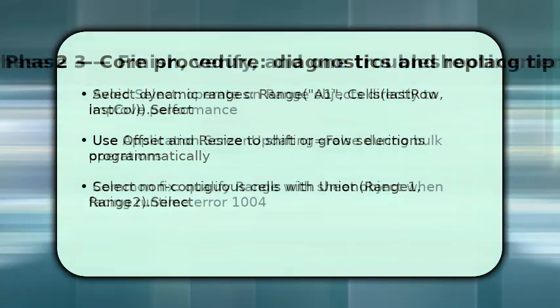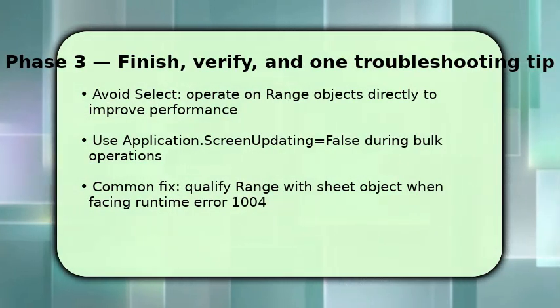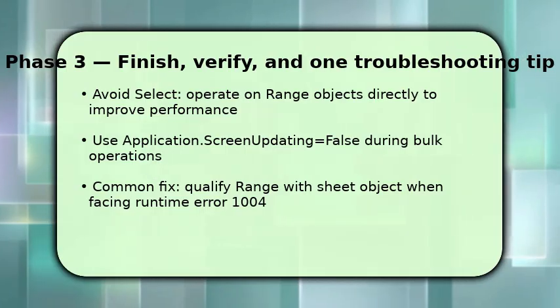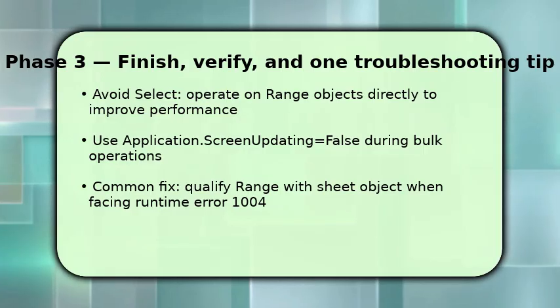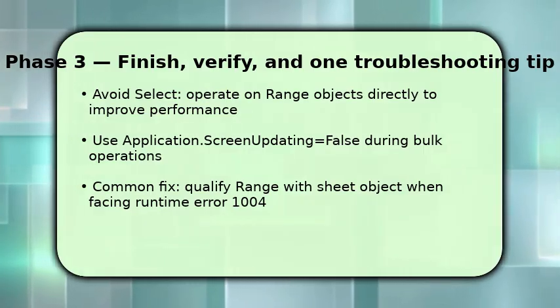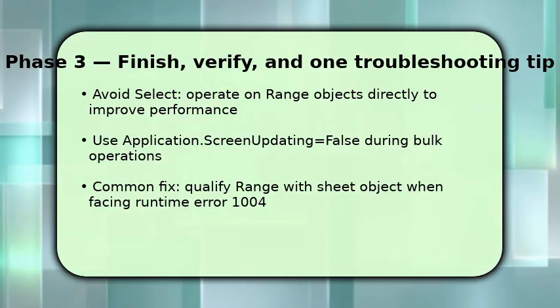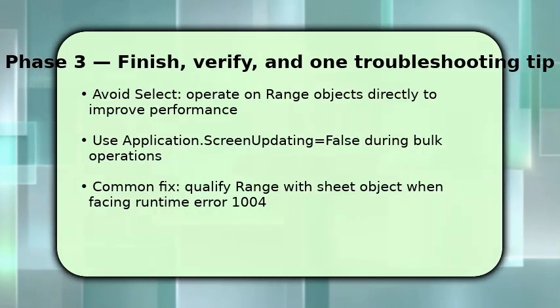.Value = 5 writes directly without selecting. Use Application.ScreenUpdating = False and Application.EnableEvents = False for faster macros. Remember to restore them. If you must select, always activate the correct workbook and worksheet first.